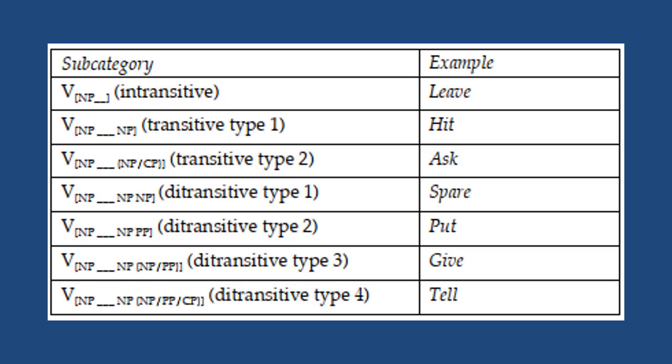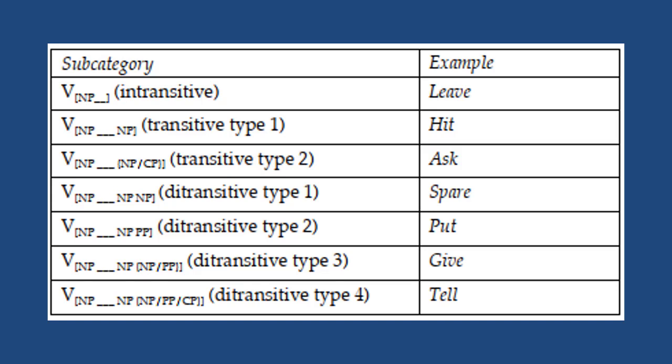Put also requires, just like spare, three arguments. It has a valency of three. That is, it requires an NP subject, an NP object, and a PP object. So you can see the difference between put and spare. Both of them require two arguments on the object, so we have three arguments if we consider the subject. But the difference is that spare does not require a prepositional phrase, but put requires a prepositional phrase.